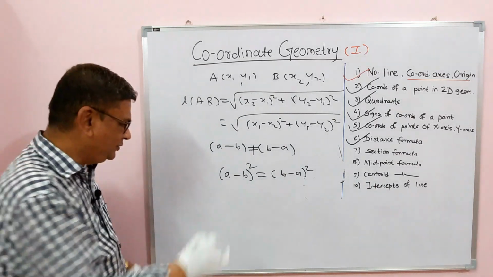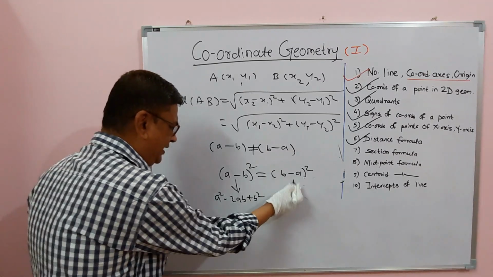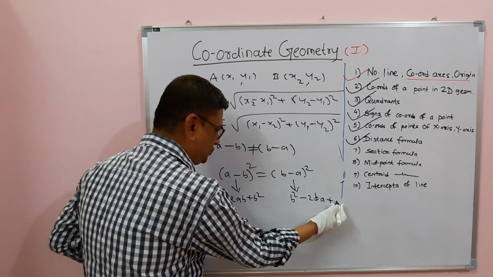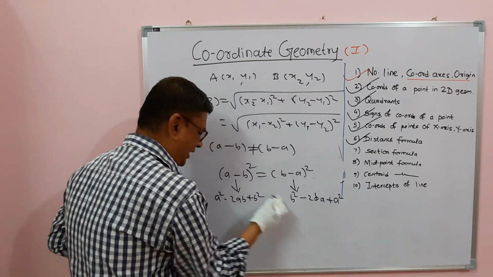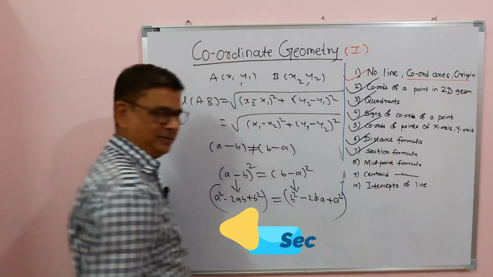As you know, (a minus b) whole square is a square minus 2ab plus b square, and (b minus a) whole square is b square minus 2ba plus a square, and you know these two are equal. Then we deal with now section formula.